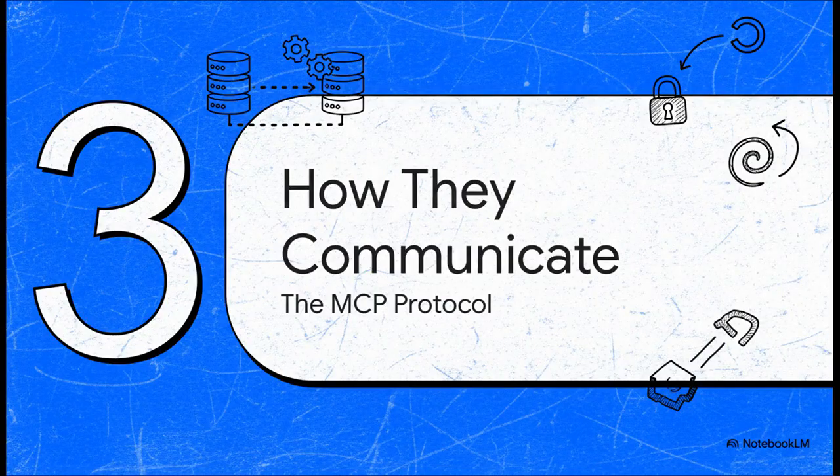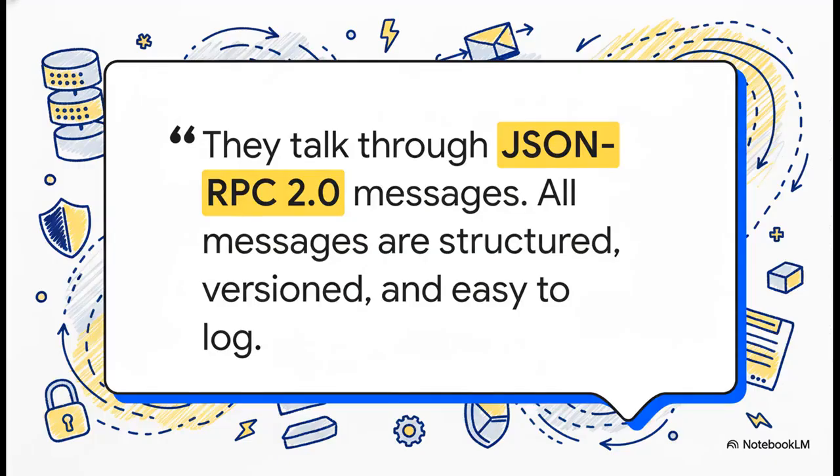So we've got our three players: the client running the show, the server guarding the secrets, and the model doing all the thinking. The big question is, how do they actually talk to each other to get things done without stepping on each other's toes? Well, they communicate using a really well-established standard. It's called JSON RPC 2.0.